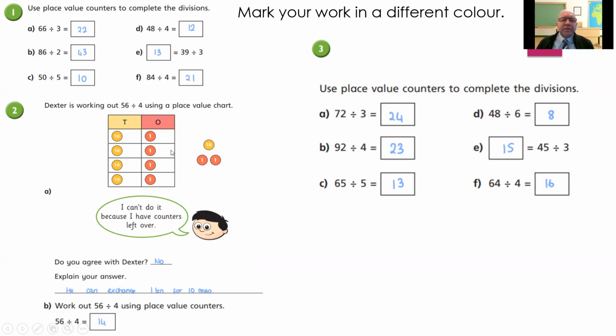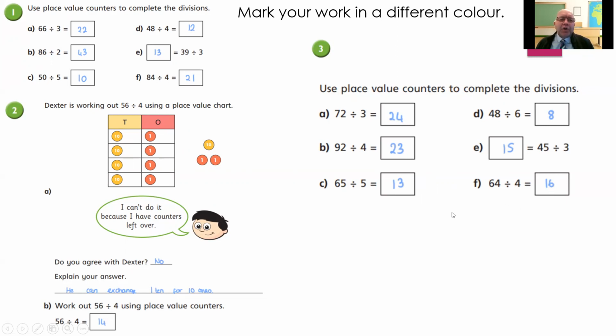So the 12 ones divided by 4, we'll be able to put an extra 3 ones in each one of those. And if there's an extra 3 ones, then it'll give us a 10 and 4 ones. So our final answer is 14. And then here's your answers for question 3: 24, 23, 13, 8, 15, and 16.